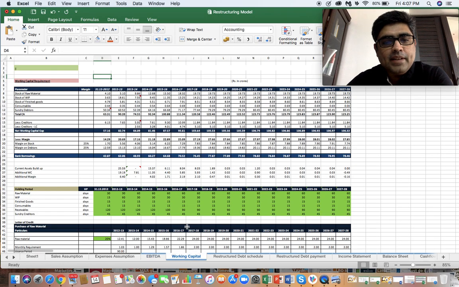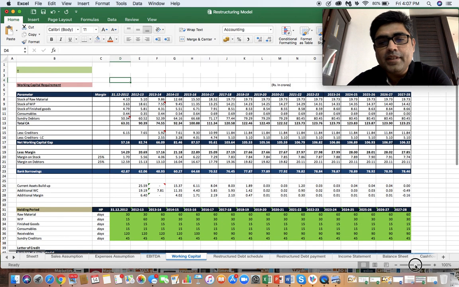Then comes the working capital sheet. So working capital, as we understand, is the finance which is required by the company in order to run their daily operations.